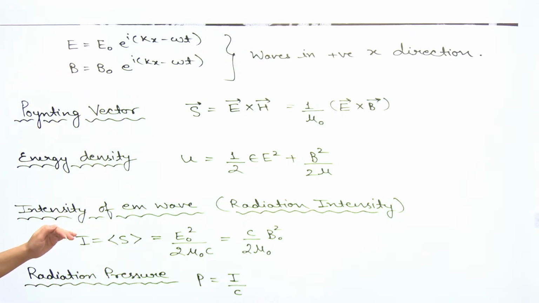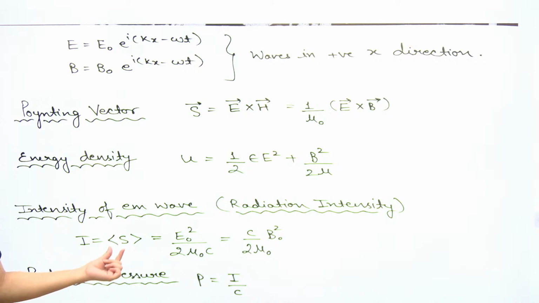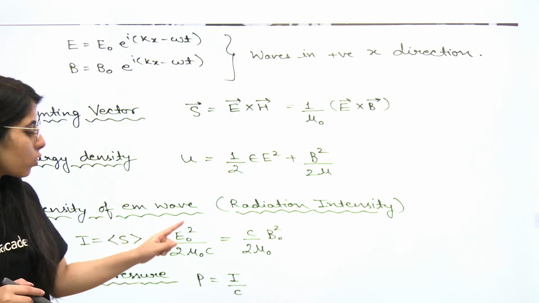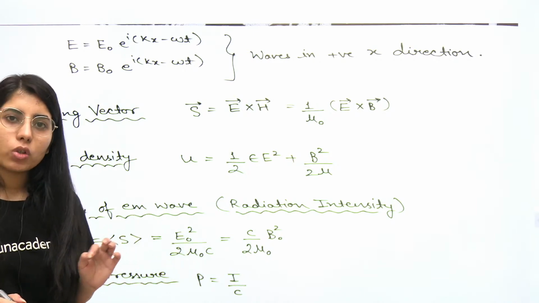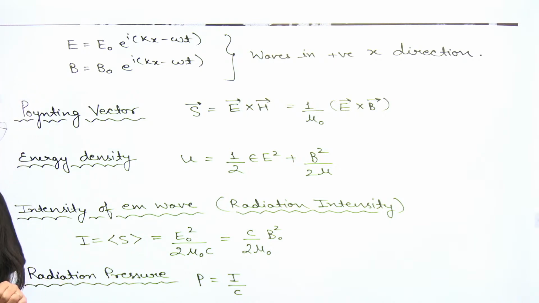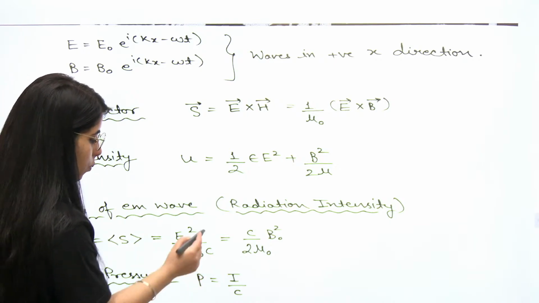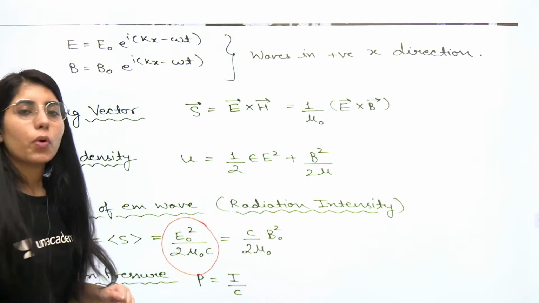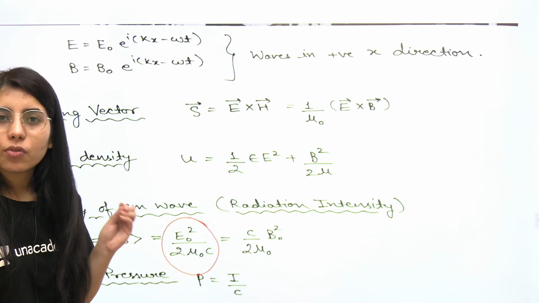Next point, what is intensity? It is the average of the Poynting vector. So what is the Poynting vector? S, the average of the Poynting vector or the expectation value of the Poynting vector, you will show it like this. It will be equal to E naught square upon 2 mu naught C. If you just have, let's say, electric fields, then you can use this expression. This is the average of the Poynting vector in terms of just the electric field.